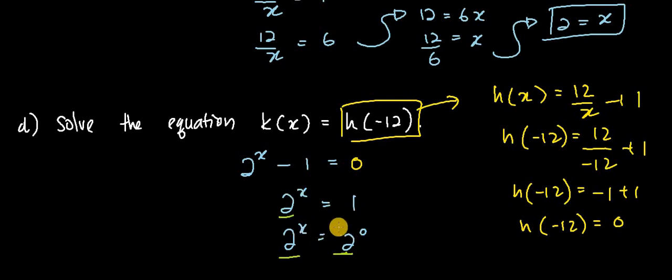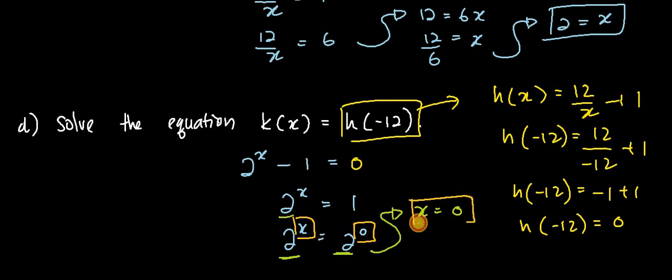If you are confused on this, please refer to your indices. So I know 2 to the power of 0 gives 1, which means I can conclude that x equals 0. If my base is the same, I can compare my powers. If my base is the same, my power should be the same. Hence, I've found the value of x equals 0.